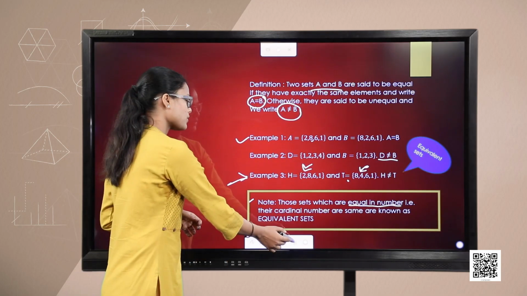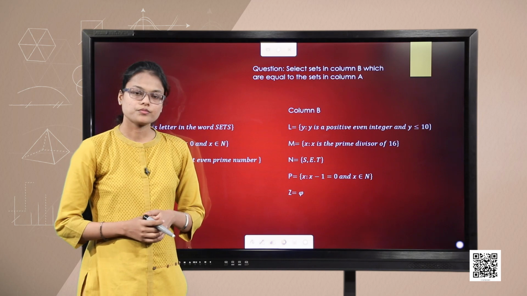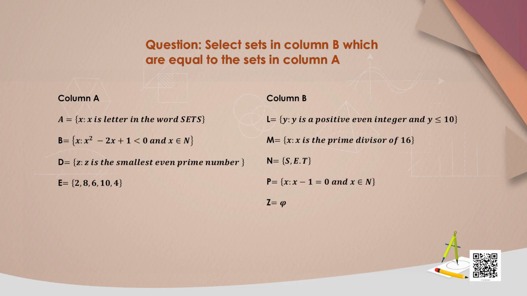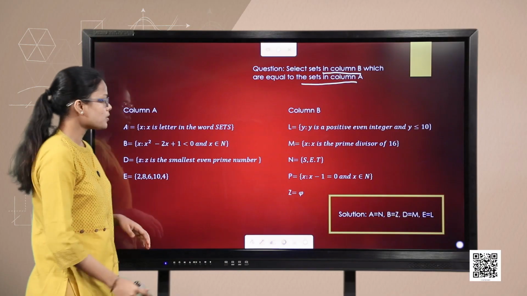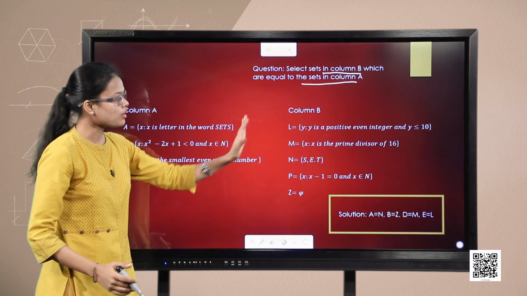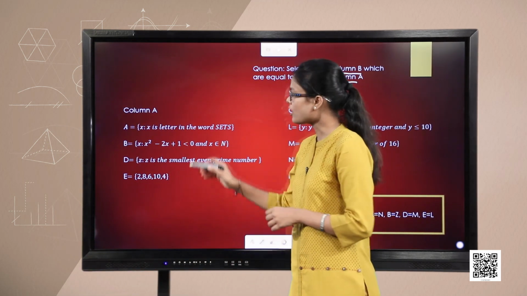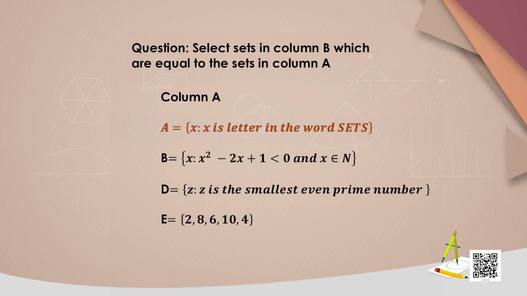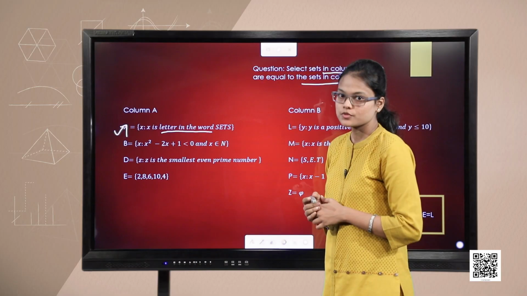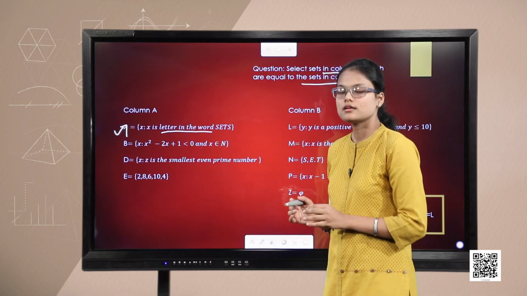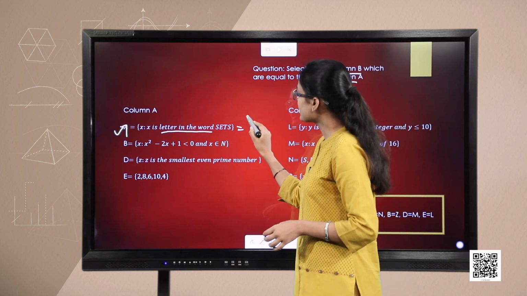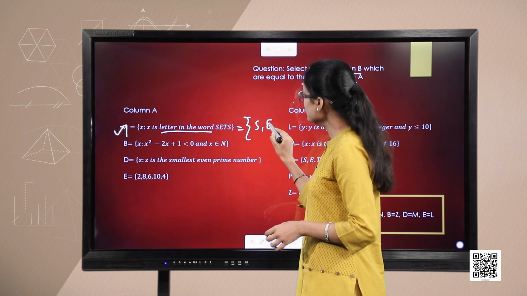Now, let us take one example or a question in which we have to select sets in column B which are equal to the sets in column A. You may notice that these are the sets in column A and column B. So, let us first study what type of sets are there in column A. First, set A. A is a set which consists of all those letters in the word SET. So, let us first simplify and write it in roster form. It can be written as S, E and T.